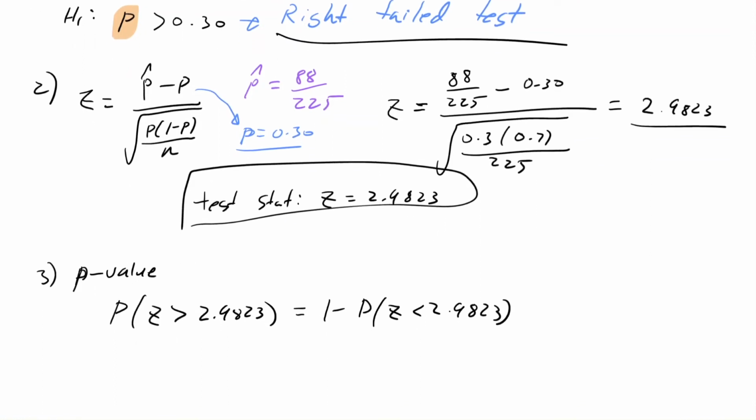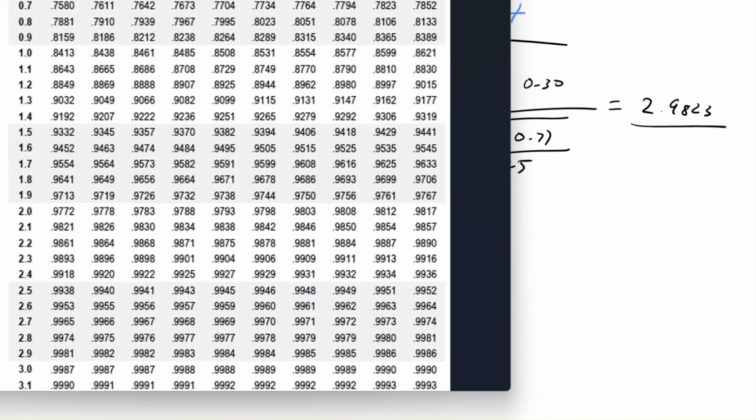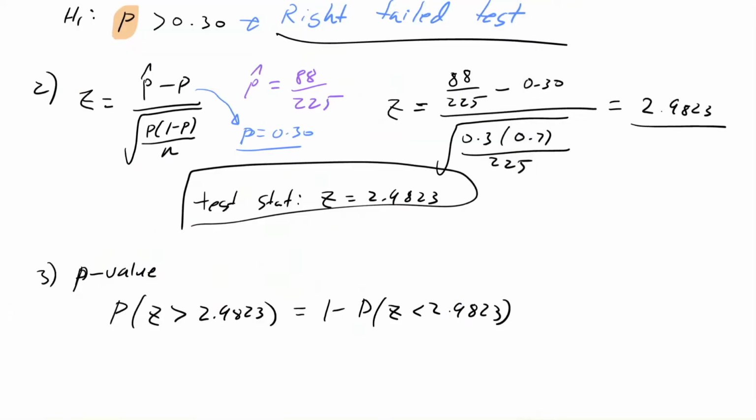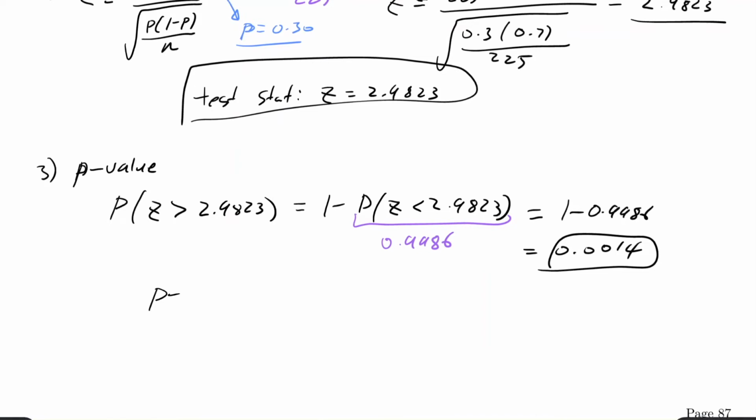And we go to the z table. 2.98 is right here, 0.9986. This value is 0.9986. So we do 1 minus 0.9986. We get 0.0014. So our p-value is 0.0014.